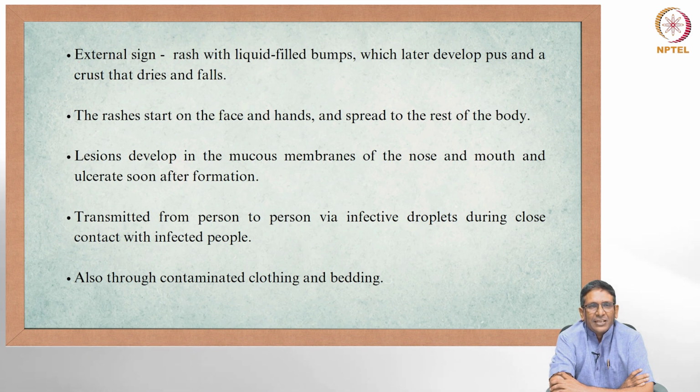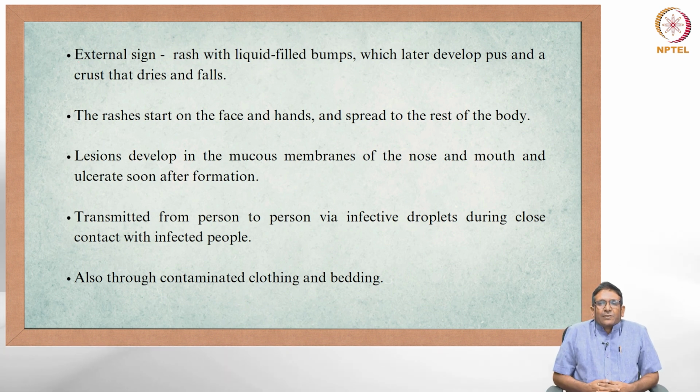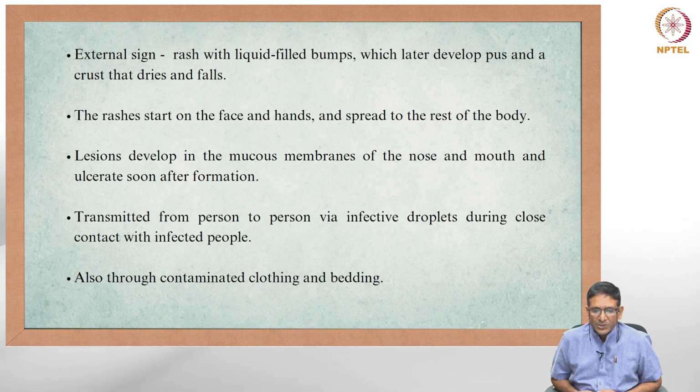The rashes usually started on the face and the hands, and then they would spread to the rest of the body. Apart from these, lesions also would develop in the mucous membranes of the nose and the mouth, and ulcerate soon after the formation. And it was a disease which could be transmitted easily from person to person through different means like infective droplets during close contact with infected people, or by coming into close contact with contaminated clothing or bedding.